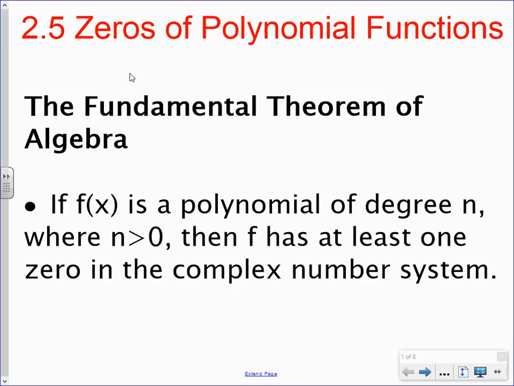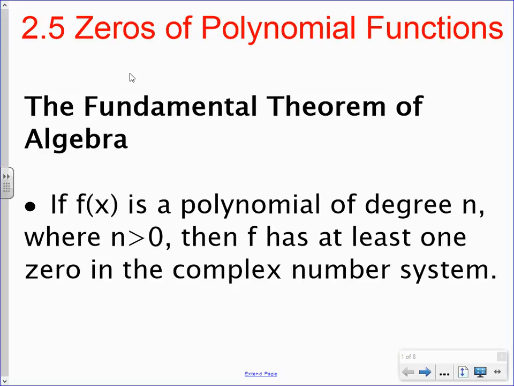Graphically, what does it mean if we have a real zero? We touch the x-axis. What does it mean graphically if we have an imaginary or complex zero? It doesn't touch the x-axis. Something funky happens, but it doesn't cross the x-axis.